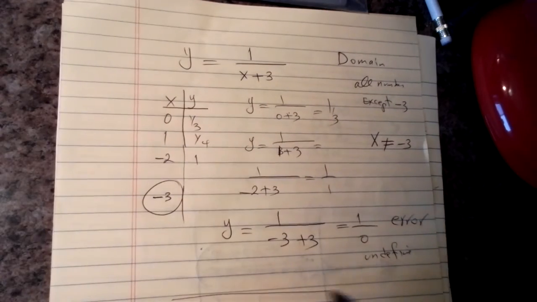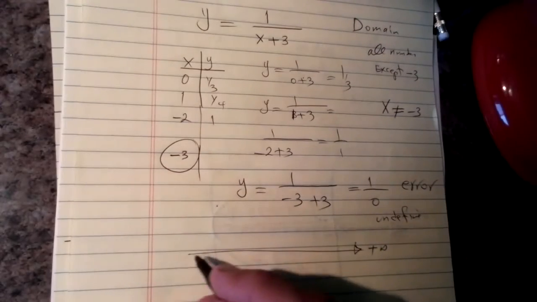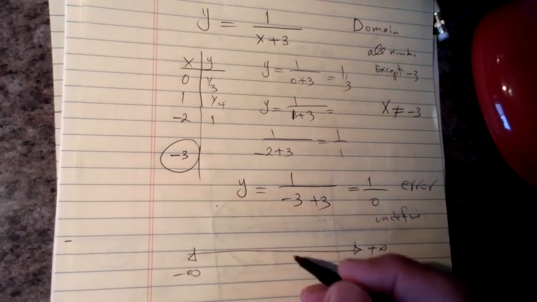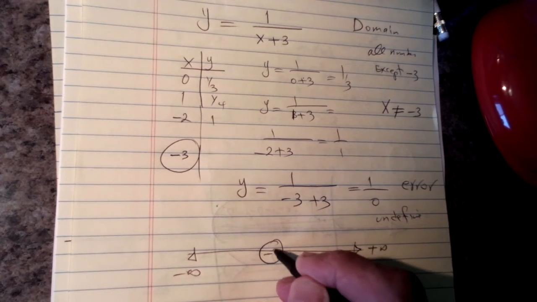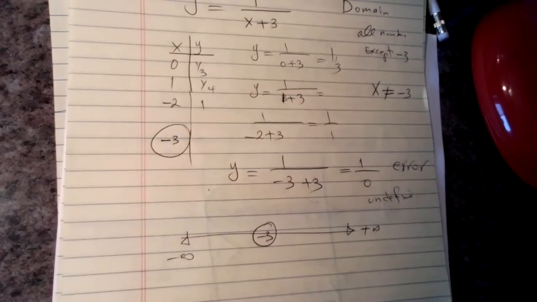It means I can put any numbers from positive infinity to negative infinity. You're allowed to put any number for x. You always get a value except -3. You cannot substitute -3. That's what the domain is.